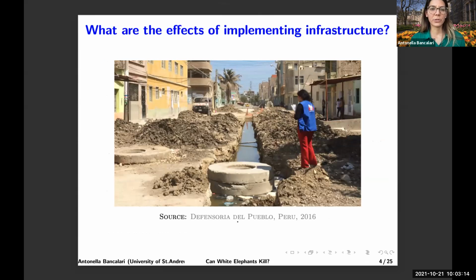So what I do in this paper is ask, what are the effects of implementing infrastructure? And I do so in the context of sewerage infrastructure in Peru. You can see here a picture of how these infrastructure projects are typically developed. This is a picture in Peru in which there are open ditches that get full of stagnant water. There's very little adherence to health and safety guidelines. There's no signaling, and it happens right in the middle of a residential area. So you can start imagining the type of public health hazards that infrastructure projects like that can pose during the implementation phase.